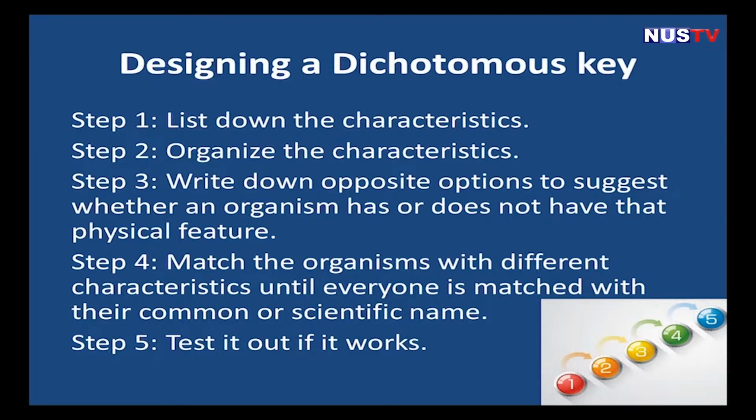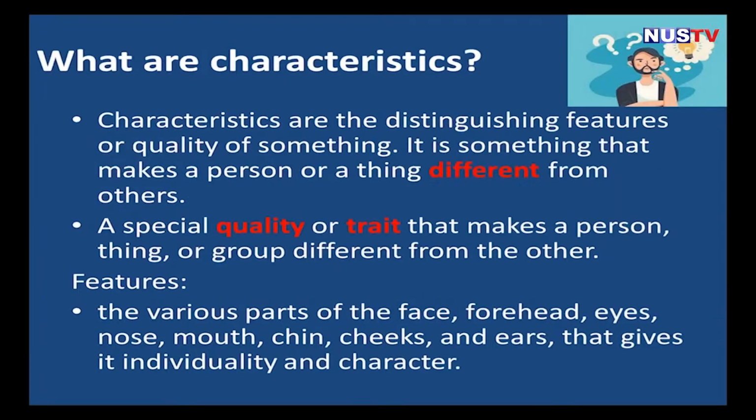How would you know whether a dichotomous key works? Well, you will know it works by the end of the dichotomous key. All of the unknown names or unknown scientific names for organisms, everyone will be matched up with their correct common name or scientific name. So what are characteristics?